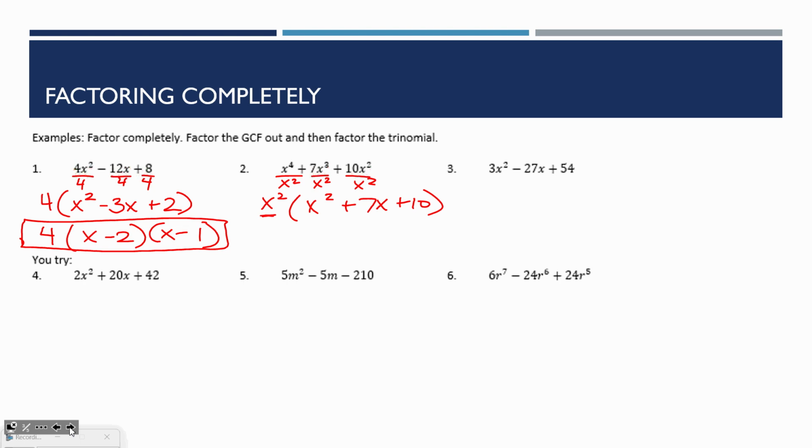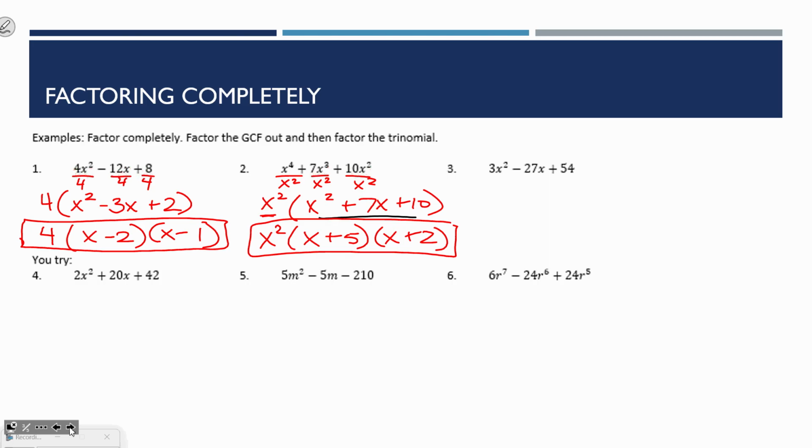When I factor again, in the parentheses, this is a quadratic trinomial, right? That can be factored more. But I also need to bring down the x squared. So that x squared, that GCF that I factored out first, stays in front. And the two numbers that multiply to 10 and add to 7 are going to be 5 and 2. So that is now factored completely.